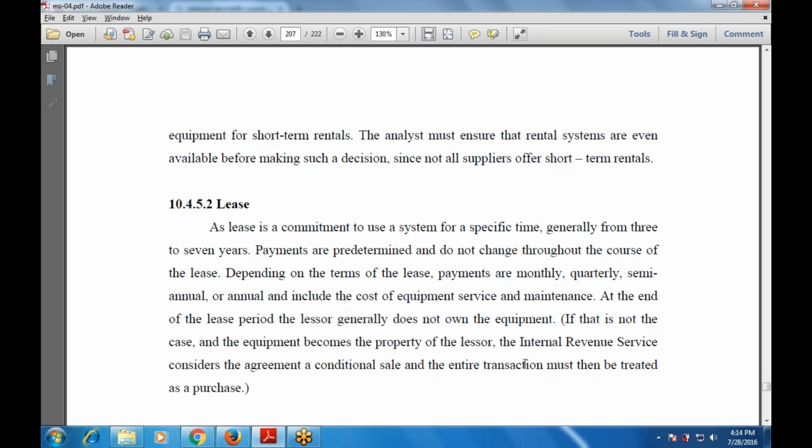At the end of the lease period, the lessee generally does not own the equipment. If that is not the case and the equipment becomes the property of the lessee, the Internal Revenue Service, that is the IRS, considers the agreement a conditional sale, and the entire transaction must then be treated as a purchase.